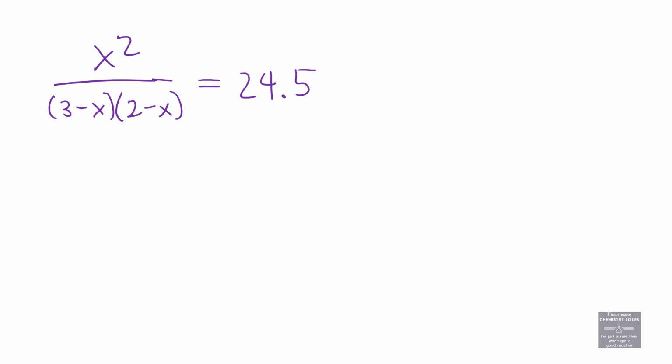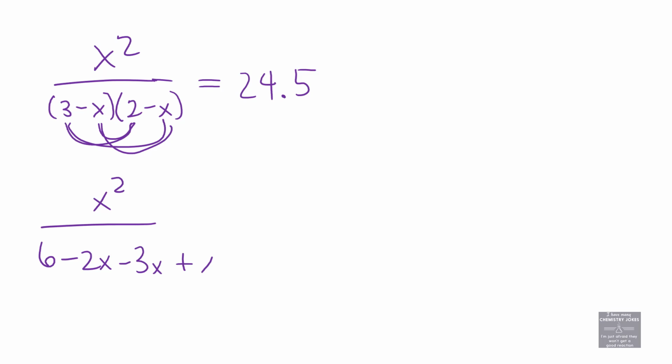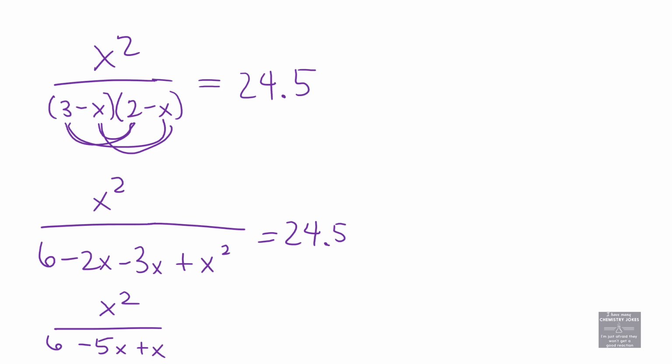So you have to FOIL out the bottom of this, multiply these and multiply those and all that kind of thing. x squared over 6 minus 2x minus 3x plus x squared. As long as I multiplied that out correctly, let me double check my notes to make sure I did it right. Yep. Sometimes I'm rusty, but looks like I got that one right. So it's x squared over 6 minus 5x plus x squared equals 24.5.